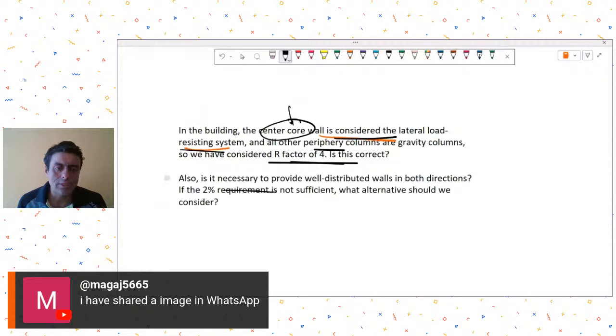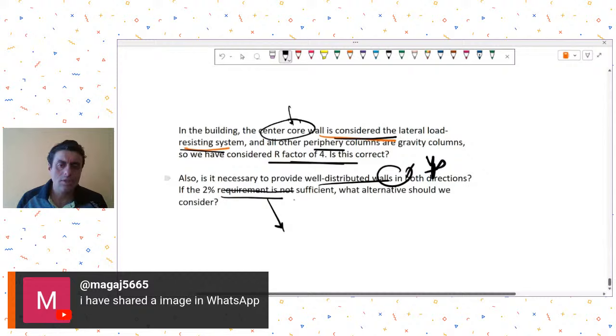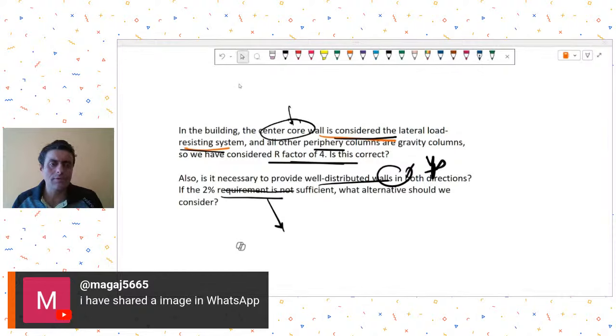Also, is it necessary to provide well distributed walls in both directions? Yes. Well distributed walls should be in both directions. If the 2% requirement is not sufficient, what alternate should we consider? What is the 2% requirement? 2% of the plan area, is that the requirement?